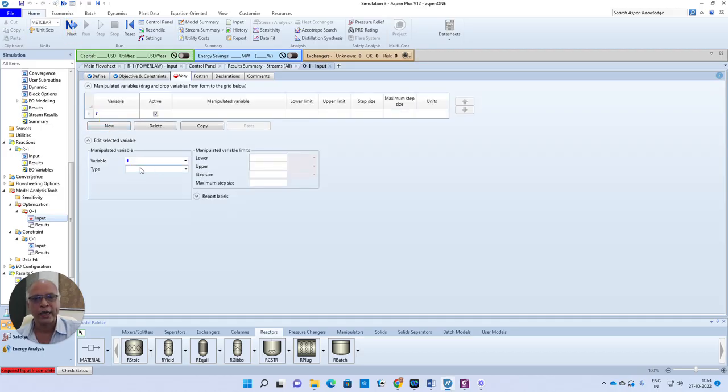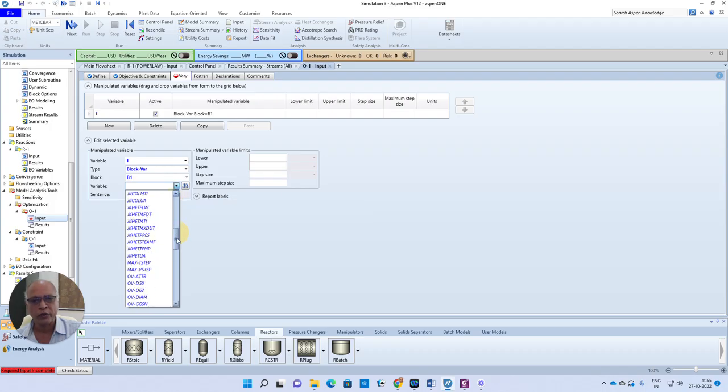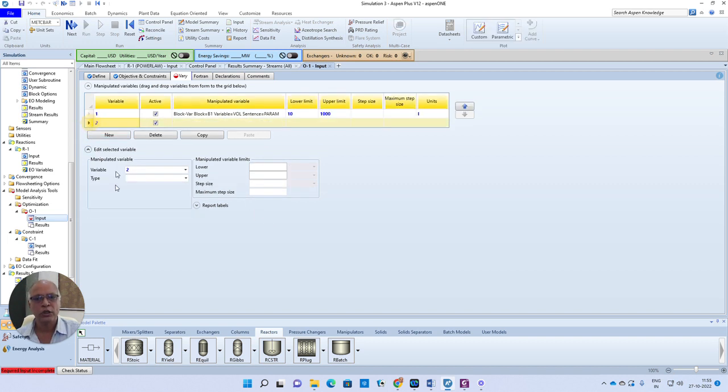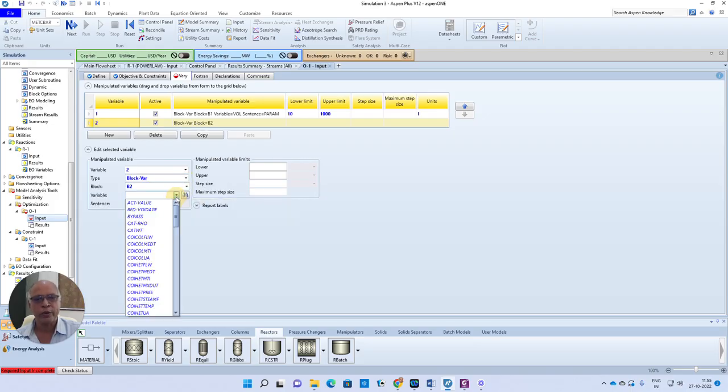Say new. Unlike the case of design spec, in the case of optimization, I'll be able to vary as many variables as I wish. So earlier we were able to vary only one of the reactor volumes, whereas here I'll be able to vary both the reactor volumes. Let us say 10 to maybe 1000. And similarly, say another new. So this is also, I'm going to vary like what I did with V1. Again, 10 to 1000.